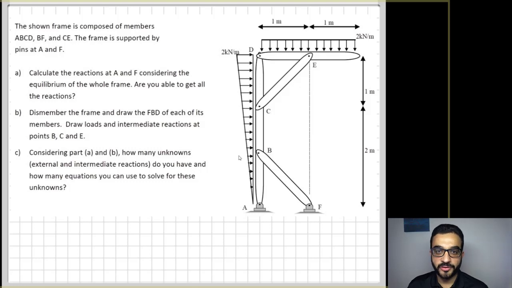Hello, welcome. This is Dr. Hisham Saeed. In this video, we'll see an example of a frame analysis. So we have here this frame. It's kind of mimicking or similar to the frames we see for stadium structures.